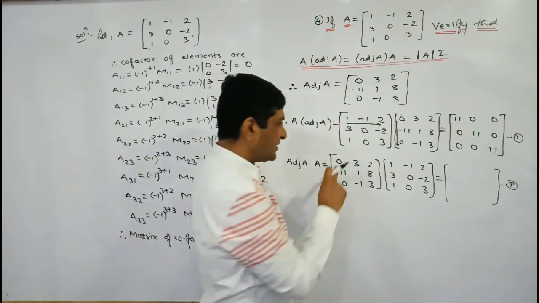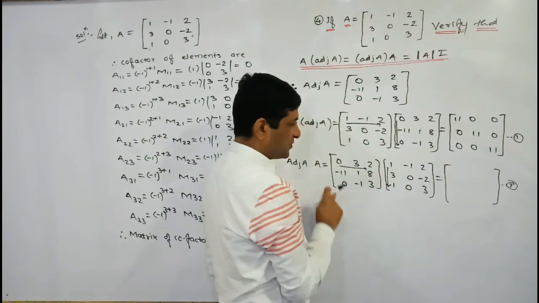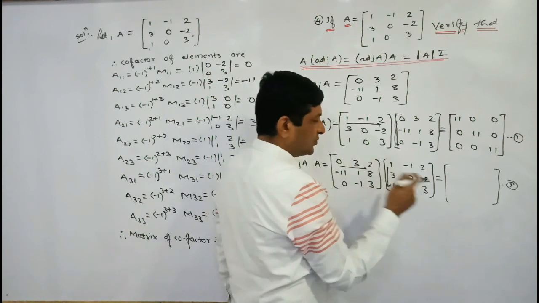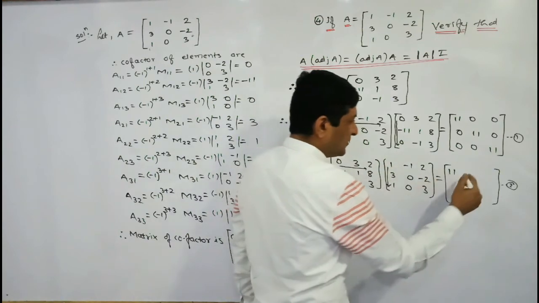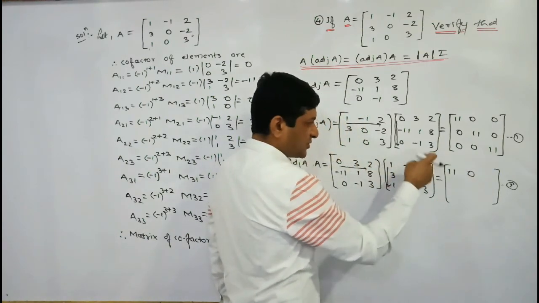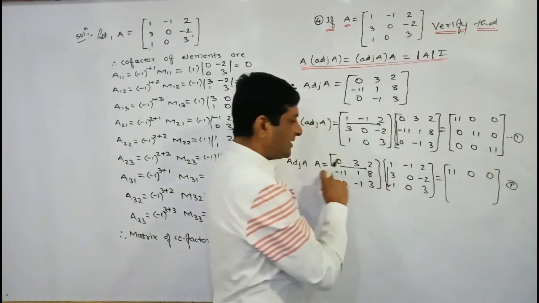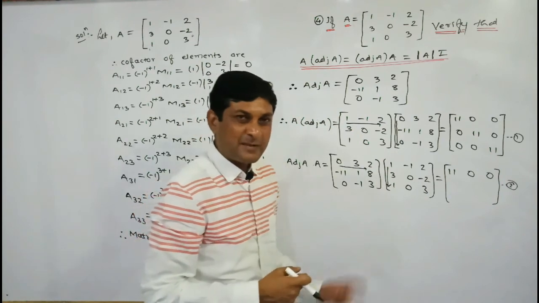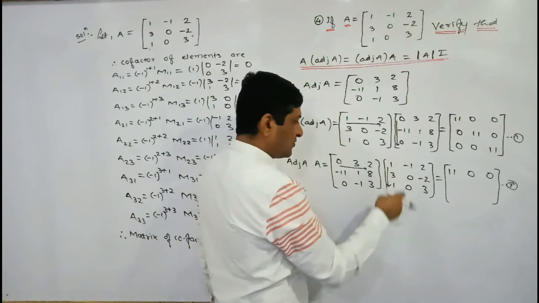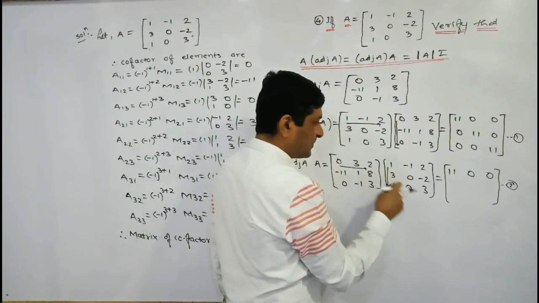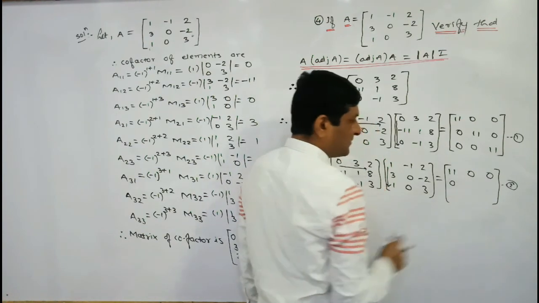So take the multiplication here, multiplying row by column. Multiply the first row by the first column: 0, 9, 2. 0 plus 9 plus 2 is 11. Now multiply by the second column: 0 plus 0 plus 0 will be equal to 0. Multiply the first row by the third column: 0 minus 6 plus 6 will be equal to 0. Now I am multiplying by the second row, so here also we will get the elements of the second row. Multiply the second row by the first column: minus 11 plus 3 plus 8, which is 0.